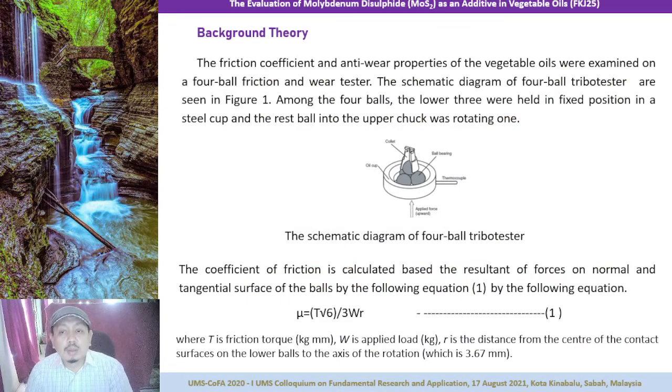So the theory is, to calculate the friction coefficient, we have to use a 4-ball tribological tester that has 4 ball bearings, 3 at the bottom and 1 ball on the top. When we apply the load while it is rotating, it can measure the coefficient of friction based on this formula: mu equals torque multiplied by square root of 6, divided by 3 times the applied load and the radius to the ball axis, which is fixed at 3.67.